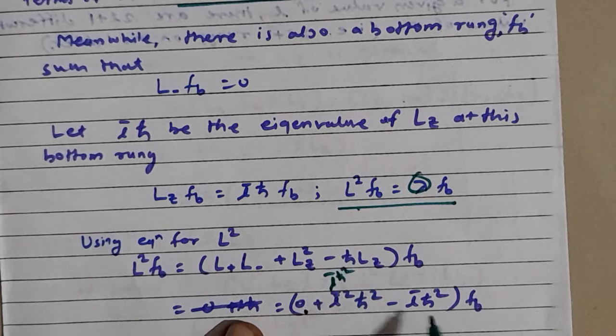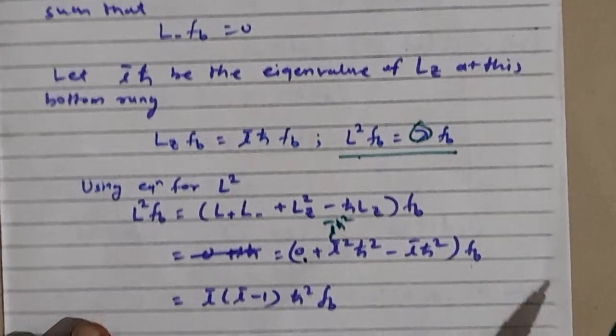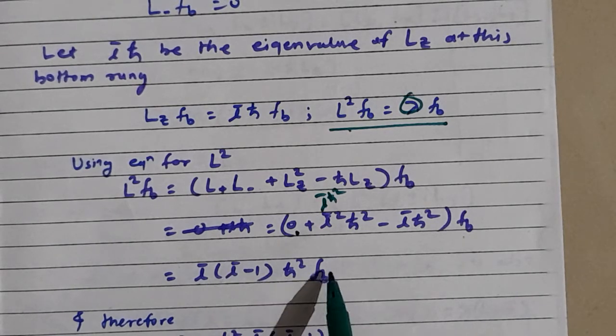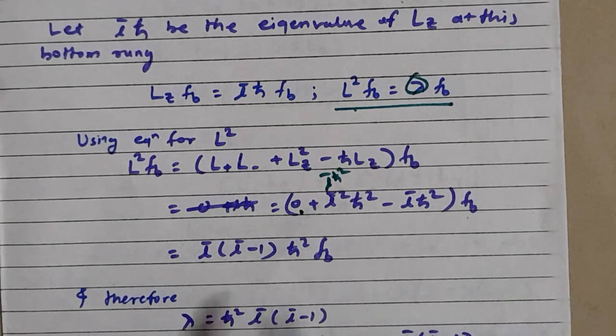So Lz square operating on the bottom rung will give us the eigenvalue L bar h cross square minus L bar into h cross square again, with the eigenfunction as well. So it gives us L bar into (L bar minus 1) h cross square F_b. Hence, what is the lambda we got? Lambda is equal to L bar into (L bar minus 1) h cross square.